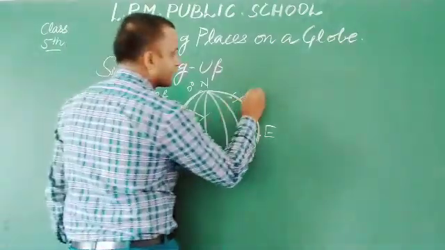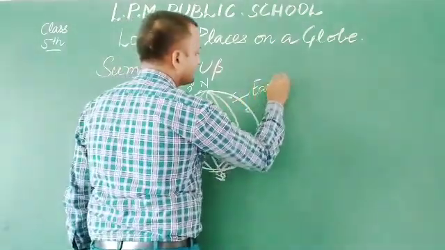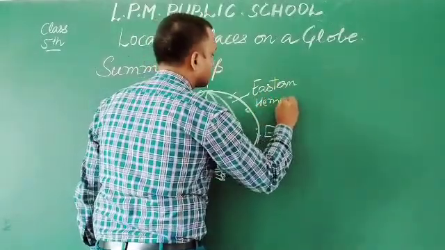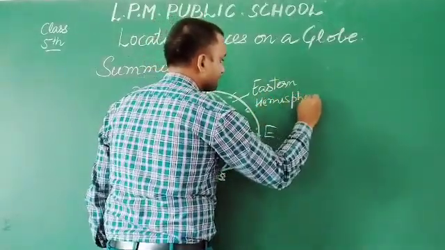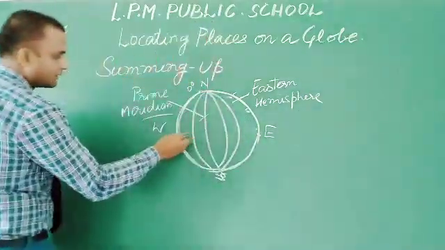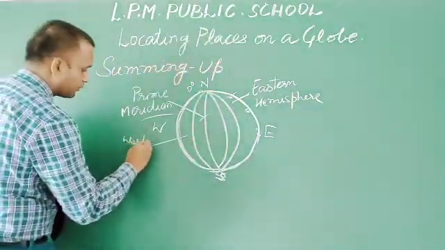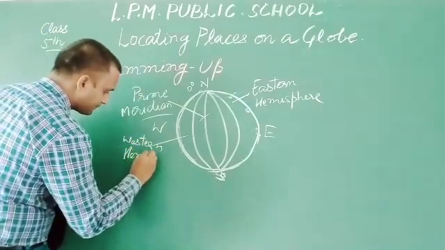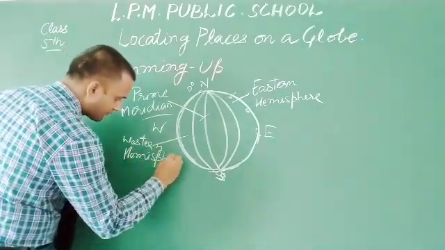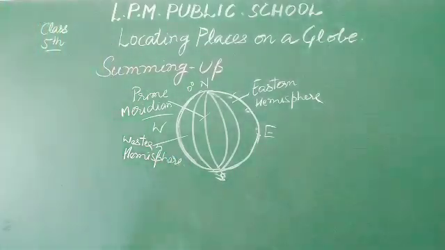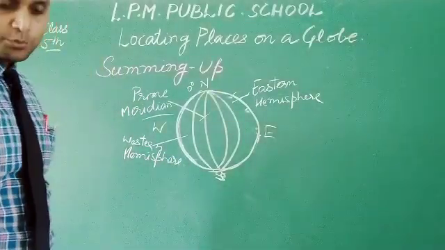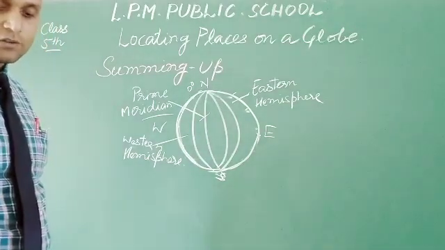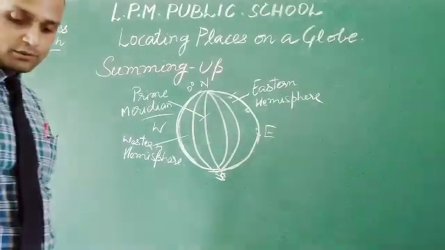that is the eastern hemisphere, and this part is the western hemisphere. Okay, got it? Now next point is, meridians mark the distance of a place east or west of the prime meridian. This I have taught you.